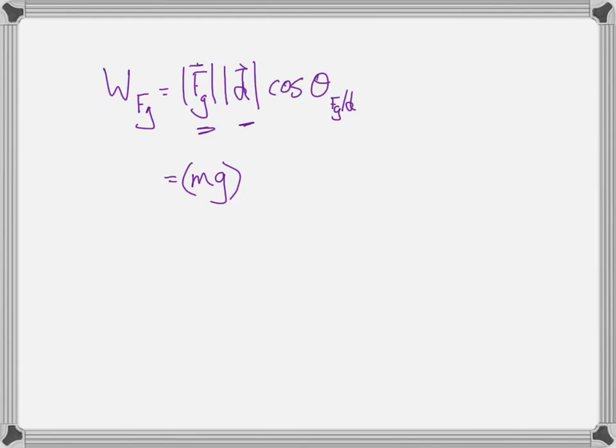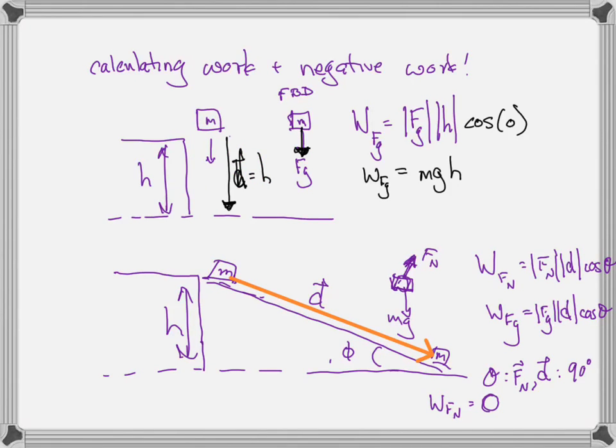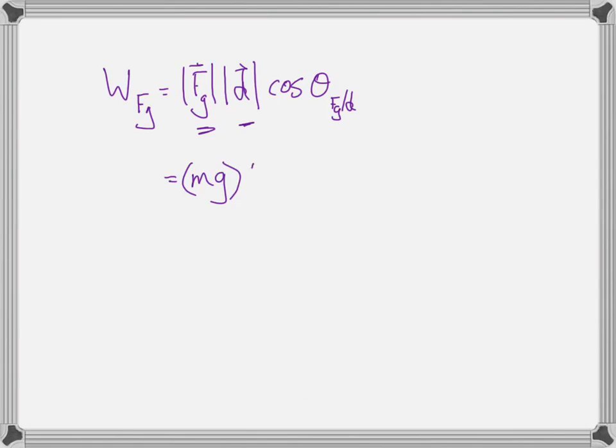Okay, so we know that the magnitude of the weight is mg. What's the magnitude of displacement? Ooh, shoot. We don't know the magnitude of displacement, but we do know that the building was h tall. And that was a given, right? So we can write that h equals d times sine of theta. That's just looking at the triangle. h equals d sine theta, so d is h over sine theta.